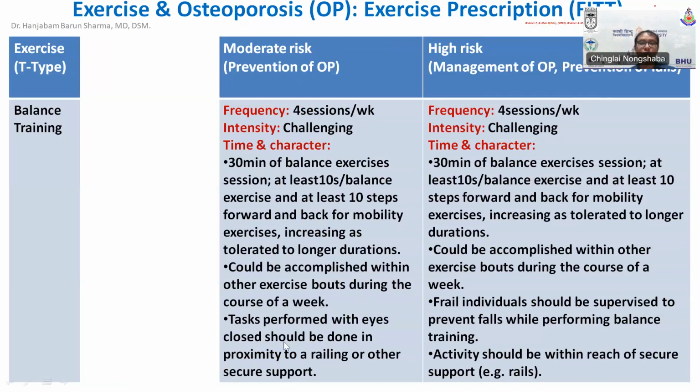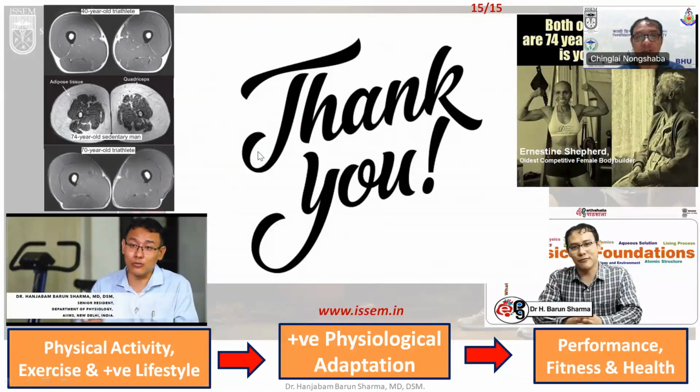And the tasks can be performed with the eyes closed, but when you do such tasks, it has to be in proximity to a railing or some secure support. This one has to understand. And for a frail individual, in the case of the high risk group, everything has to be done under supervision, to prevent a fall when performing any kind of balance exercise. Activities should be within reach of secure support like a rail. So this type of exercise session one can do depending upon the different aspects of the FITT principle, or the principles of exercise training. This one has to understand.